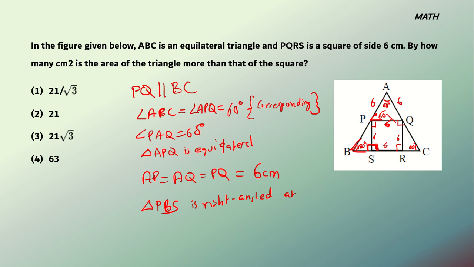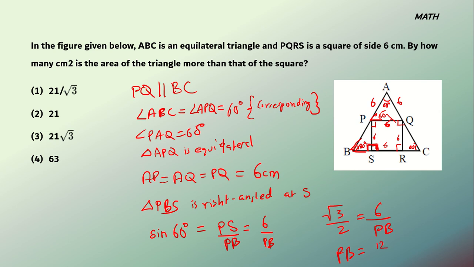at S. And so we can write the sine of 60 degrees would be equal to the opposite by hypotenuse, which is PS by PB. Now PS over here is 6 centimeter and PB over here we have to find out. So replacing the value of sine 60, we get root 3 by 2 is equal to 6 by PB. And from this we get that PB is equal to 12 by root 3.